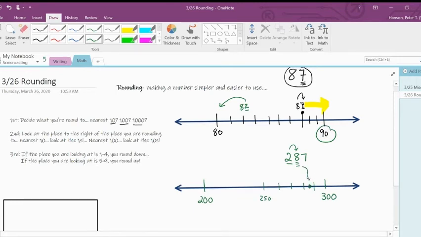Again, I see that the 8 is in the tens place. It is a 5, a 6, a 7, an 8, or a 9, so it's going to round up. This one rounds all the way up to 300. If, for example, I switched it and it became 237, this 3 tells me that it's going to round down to 200. Okay, all right.